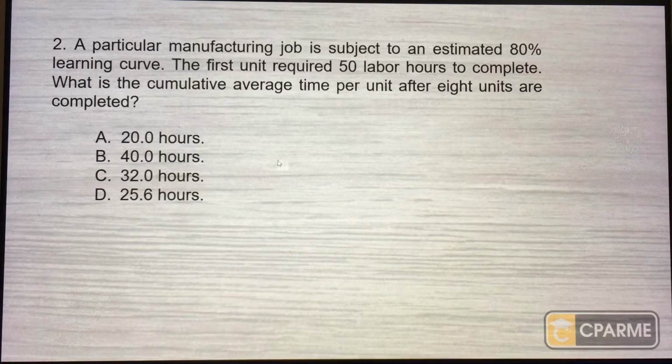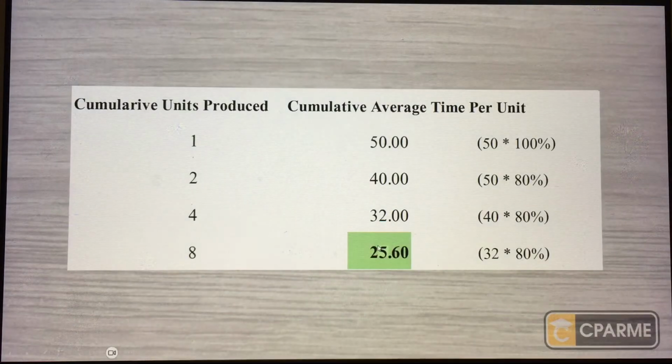So this is the long-cut calculation. Notice the cumulative units produced: first 1, then 2, 4, 8. Once the units are produced, they should be cumulative. The first column should always double, so 1, 2, 4, 8. It cannot be 1, 2, 5 or something. If it is 1, the next will be 2, then 4, then 8. Or 100, 200, 400, 800. Or 1,000, 2,000, 4,000, 8,000.